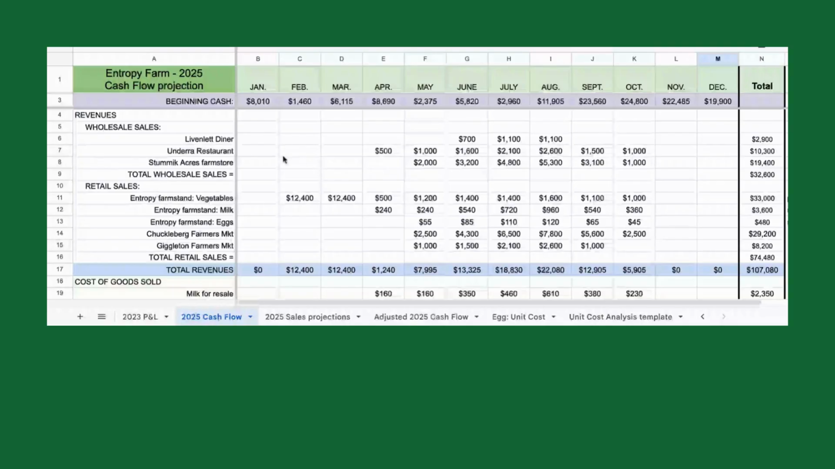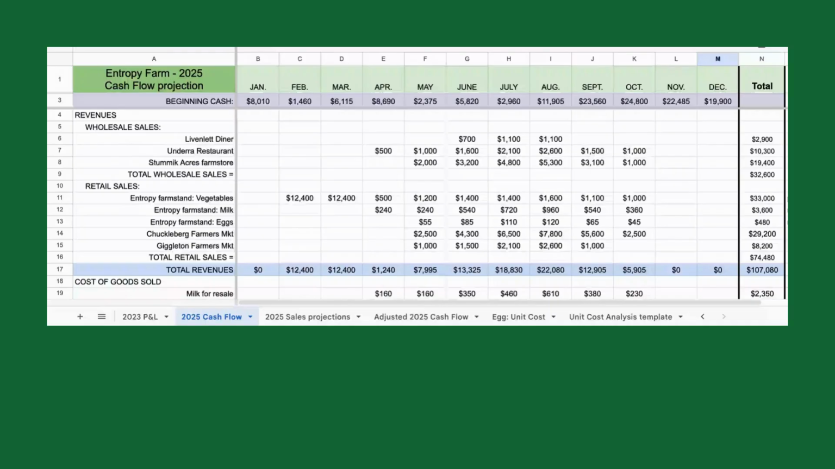And so to start, let's first note that Entropy Farm's chart of accounts over in column A is set up by market channels, which means this cash flow projection will be useful in planning some various marketing shifts. But we'll also need separate sales data by crop, which could be a separate spreadsheet or a sales report from Square, whichever the way the farm tracks the records of annual vegetable sales.